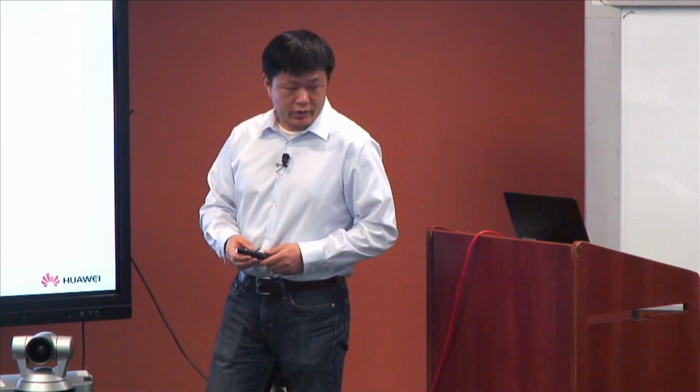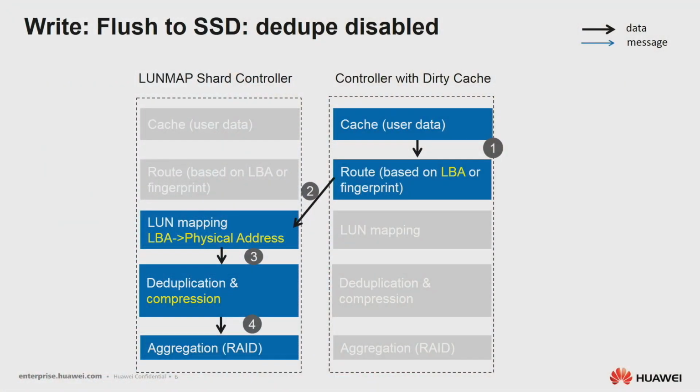In the case of deduplication being disabled, it's even simpler. We're just looking at the LBA, route to the non-map shard controller and persist over there. I mean, flush over there.